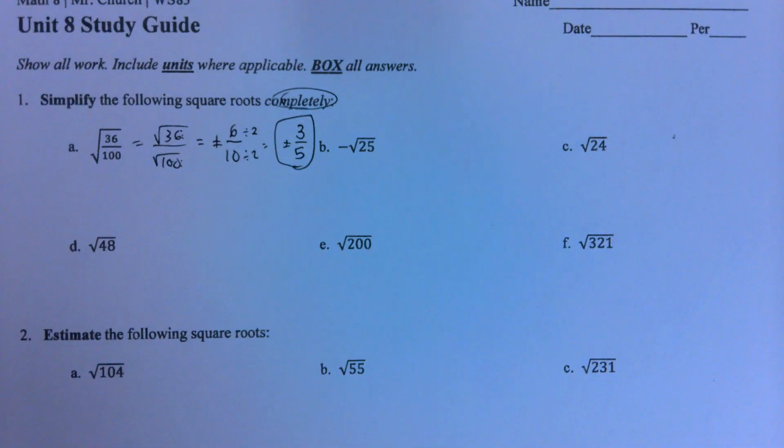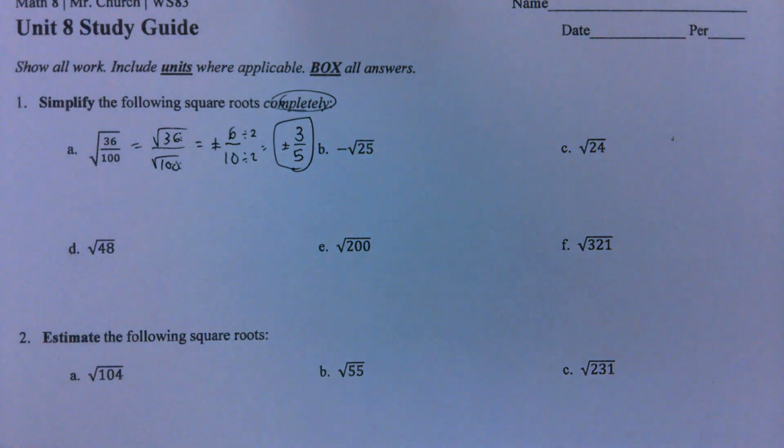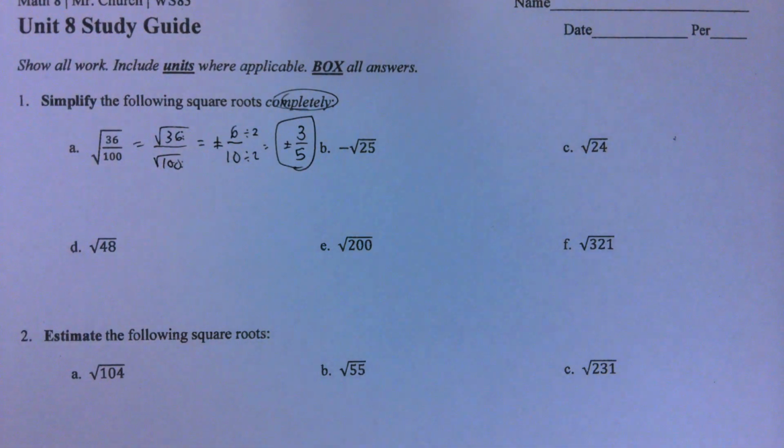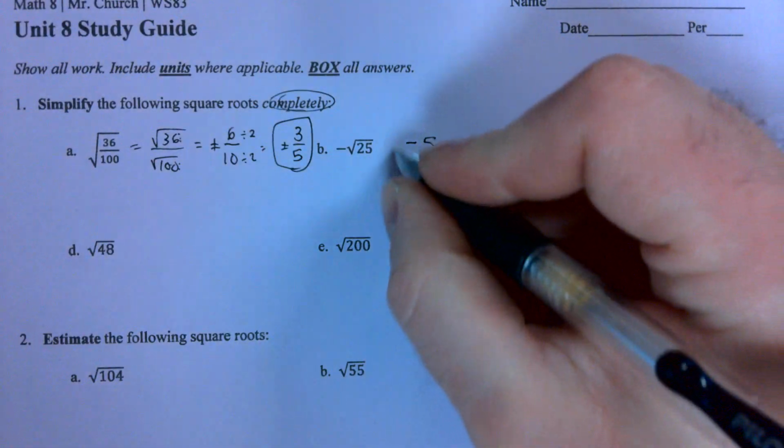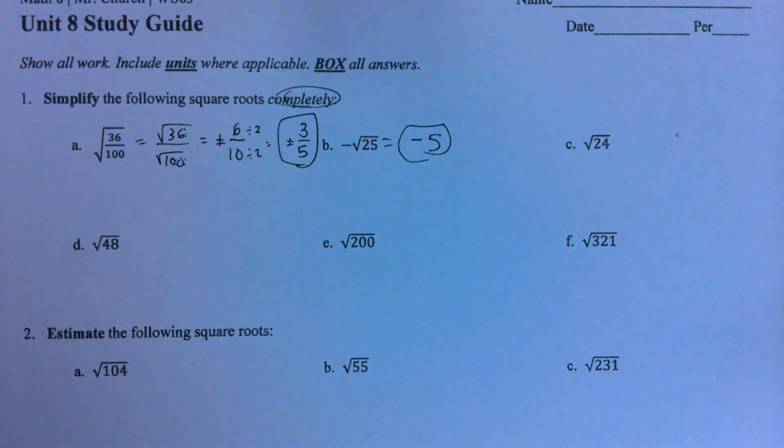With number B, or letter B, I guess, because of that negative sign in front, that's going to override the plus or minus. The square root of 25 is just 5. Throw that minus sign in front. Boom. Nice and easy.